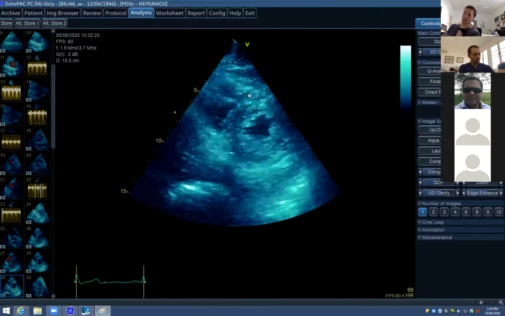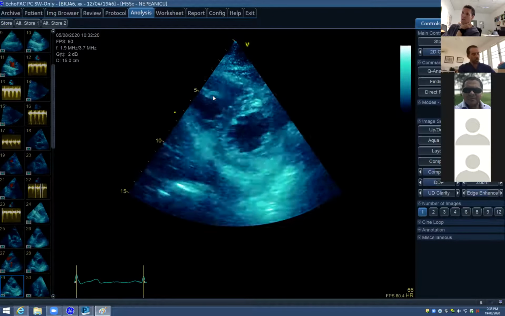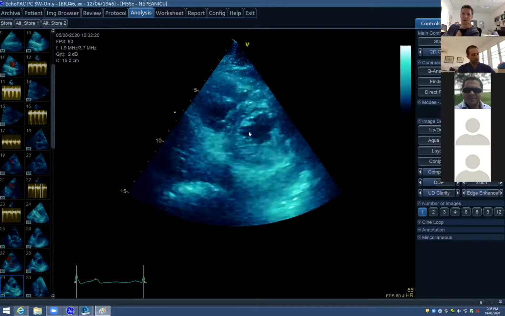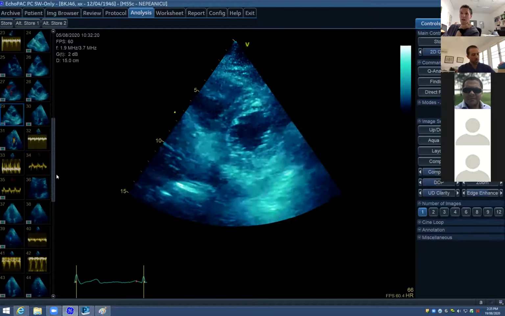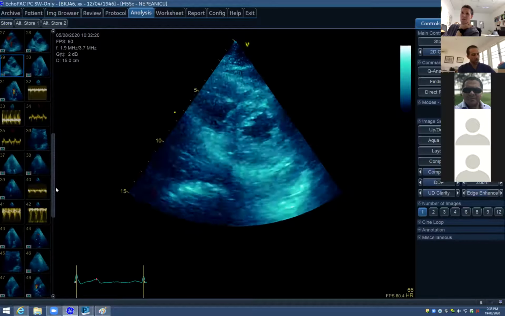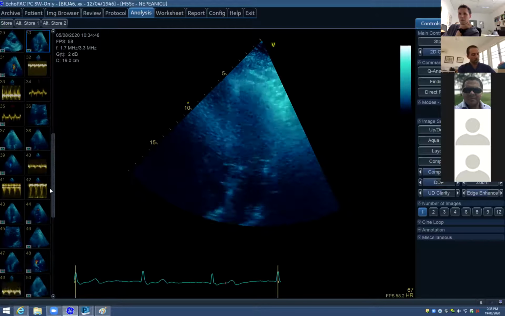But I think we can say that the RV looks to be, as Emma was saying, generous in size. It looks almost the same size as the LV in this view. And so the next thing I'd want to have a look at would be my apical 4-chamber view. And here's one that's not super straightforward, unfortunately. I'll see if I can find you the best one we can.